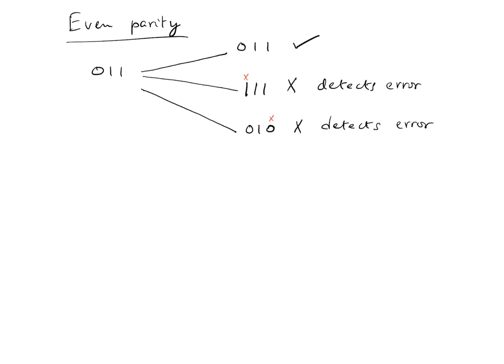Or the error can be in the second bit position. So suppose we transmit 011, but we receive 001. So now the second bit, which was a 1, has changed to a 0. So now the error is in the second bit. The decoder at the receiver side would check whether the even parity is satisfied or not. And when it looks at it, it says that the number of 1s is odd, but the parity scheme used is even, so it detects an error again. So the error is detected, and it says it's wrong.